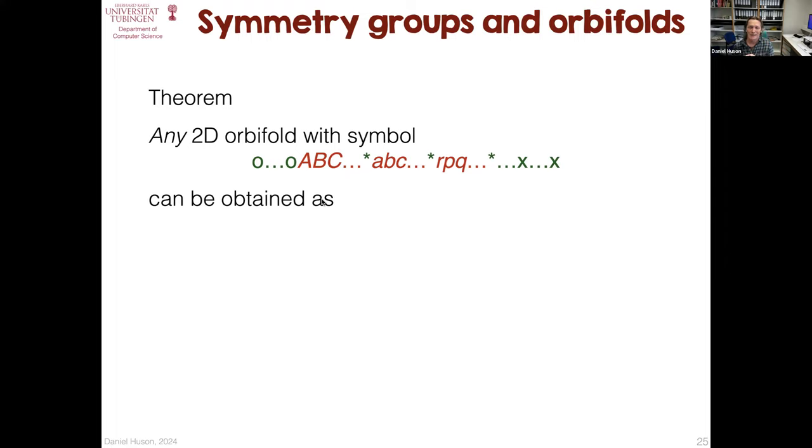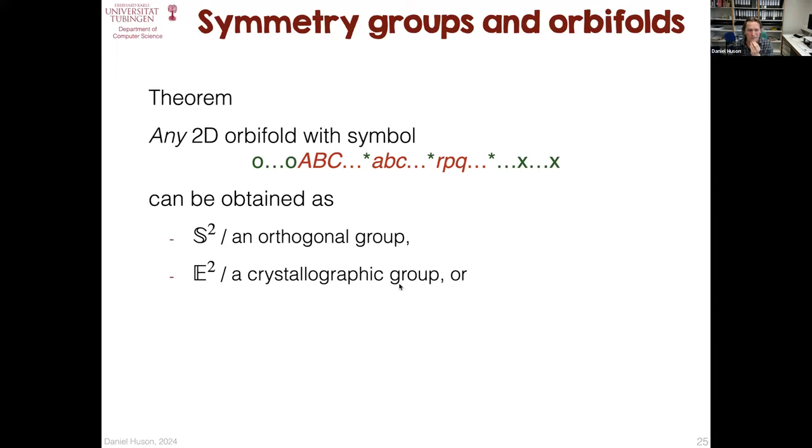But mathematically, you could also ask the other question: if I just make up an orbifold name, some zeros, some numbers, some stars, and some other numbers, is there always a symmetry group that corresponds to it? Can I always get this as the action of a symmetry group on the plane, the sphere or the hyperbolic plane? And the theorem goes, yeah, if I make up a name, it can be obtained as the quotient of the sphere and an orthogonal group, or the Euclidean plane and a crystallographic group, or a hyperbolic plane and a non-Euclidean crystallographic group.